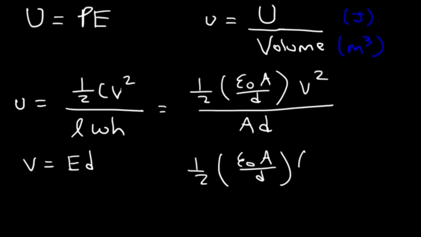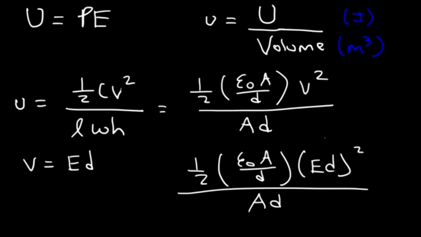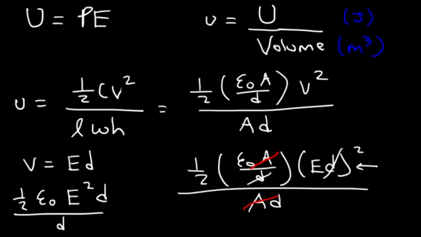So we can replace V squared with E D squared. So we can cancel D, and we can cancel A. So now what we have left over is 1/2 epsilon sub naught E squared. We still have one D value left over, and there's a D on the bottom, so those can be canceled as well. So therefore, the energy density, which is represented by lowercase u, is 1/2 epsilon sub naught times the square of the electric field.